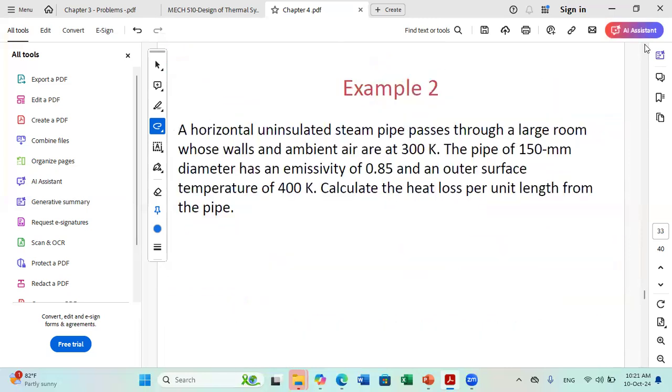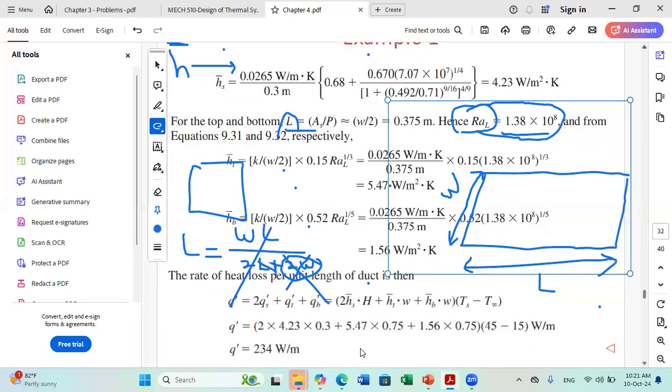So if we go back to the formula, okay, what is the Q actually? Q is 2 times H vertical times vertical area times delta T.